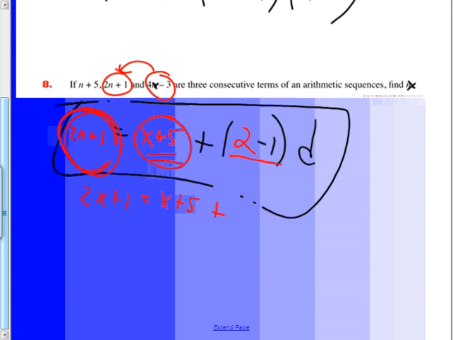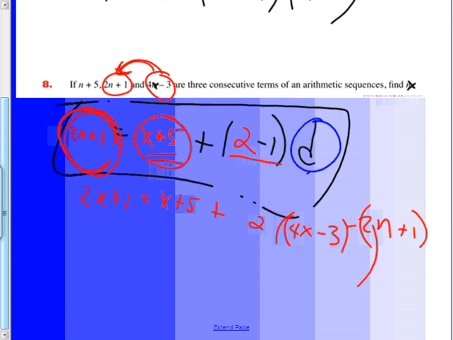So this is plus 2 times d, and my d is, what was my d again? That minus that, 4x minus 3 minus 2n plus 1. And I better put that in parentheses, otherwise I'm just going to be subtracting the 2n, and that's not what we're trying to do. We're subtracting that whole thing. Just look at this for a second and try to understand what just happened there. Our d right here just became that.